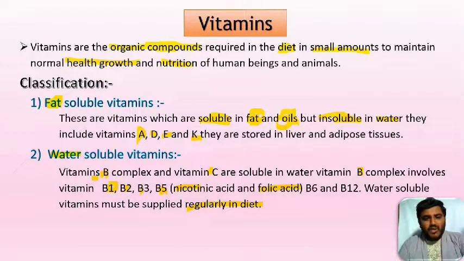I hope you understood. Fat soluble vitamins means vitamins soluble in fat, for example vitamin A, D, E and K. Water soluble vitamins means vitamins which are soluble in water, for example vitamin B and vitamin C. In vitamin B again, B1, B2, B3, B5, B6 and B12. Now we will study vitamins one by one.